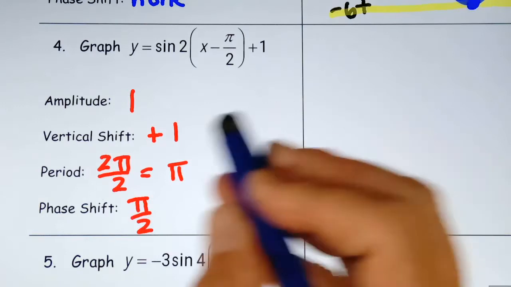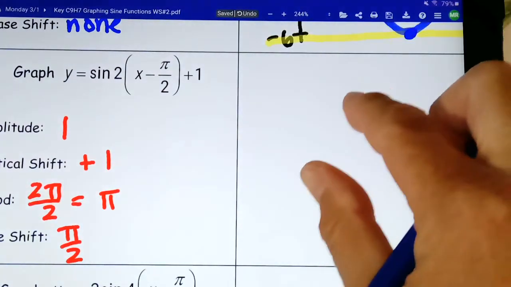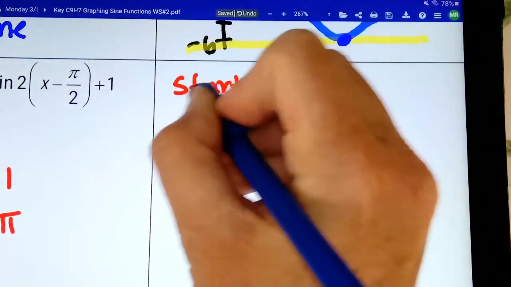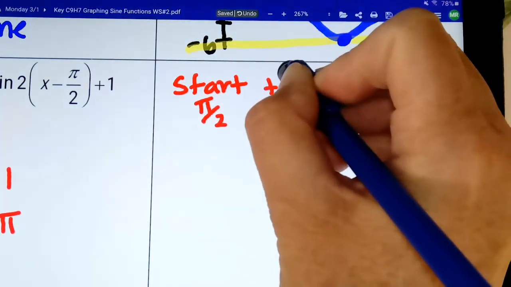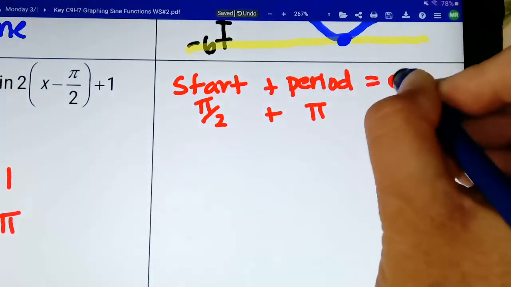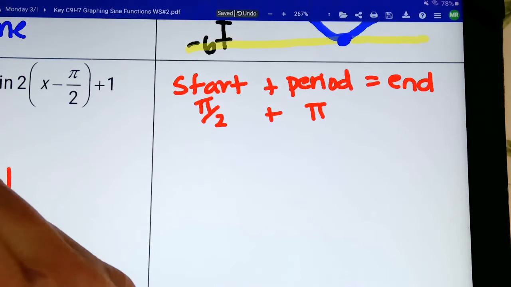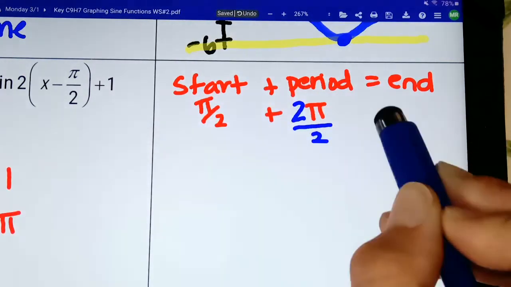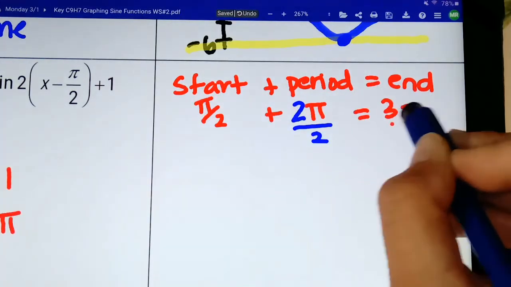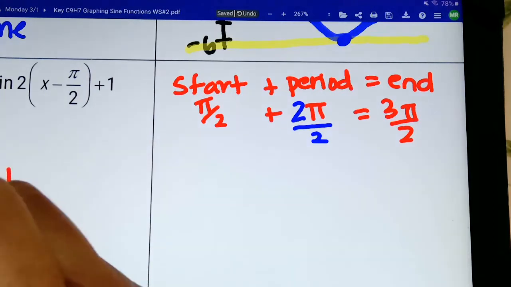So when I have a phase shift, what I like to do is figure out where I'm going to start and end. So I'm going to start at pi halves. I'm going to add my period onto it, and my period is pi. And then that's going to tell me where I'm going to end. And so when I take pi halves plus pi, I can really think of this as 2 pi halves. Okay, if I'm trying to get it to be halves. So then I know I'm going to be ending at 3 pi halves. So I'm starting at pi halves, ending at 3 pi halves. Okay. So let me draw that.